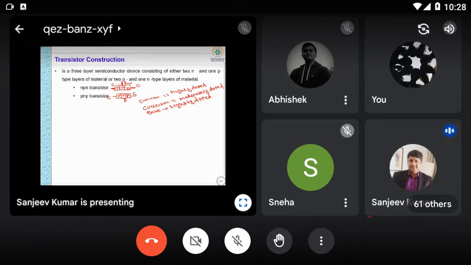So once again, definition wise, this is a 3-layer semiconductor device consisting of either 2 N and 1 P type layers of materials, or 2 P and 1 N type layers of materials. Based upon that, NPN and PNP transistors are classified. Are these points clear, or any queries?